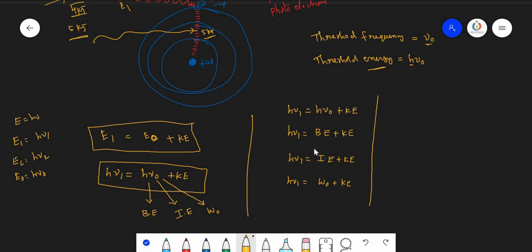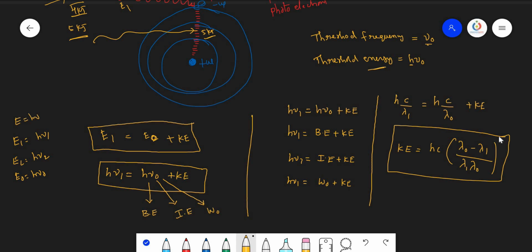And there is some other related information regarding this photoelectric effect. Here h nu 1 means we can write hc by lambda 1, because sometimes they give the wavelength. Here we can write hc by lambda naught plus kinetic energy. So kinetic energy finally can be calculated as K equals hc into (lambda naught minus lambda 1) divided by lambda 1 lambda naught. This formula is very helpful in solving problems based on the photoelectric effect.